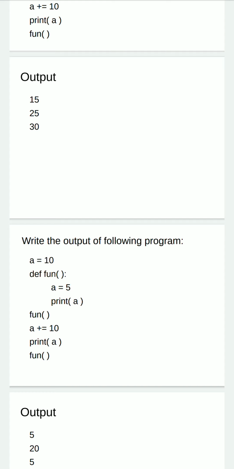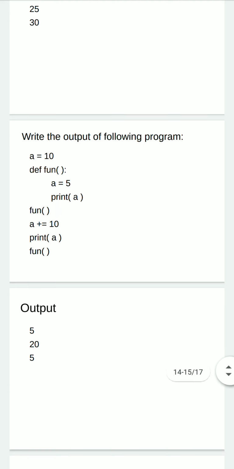In this program the function fun is creating its own local variable a, so it is not modifying the global variable, and hence there is only one change in the global variable in the main program. In the statement a plus is equal to 10, this will modify the value of a as 20. So the main program's statement print a will print the global variable as 20, but in the function calling there will be a printing of 5 because function is using its own local variable a whose value is 5. So the output will be 5, 20, 5.